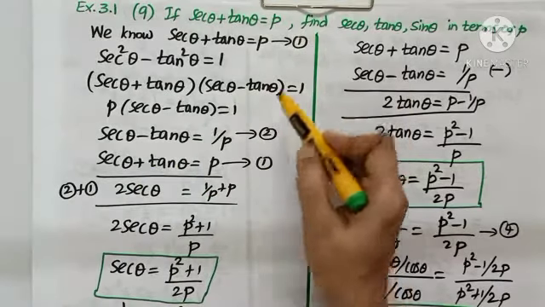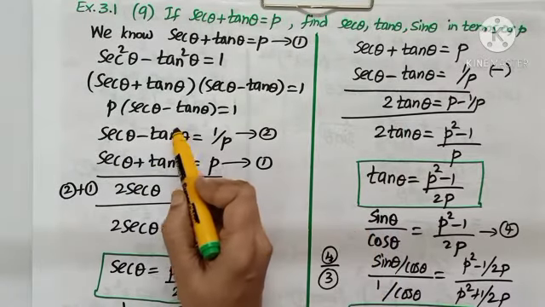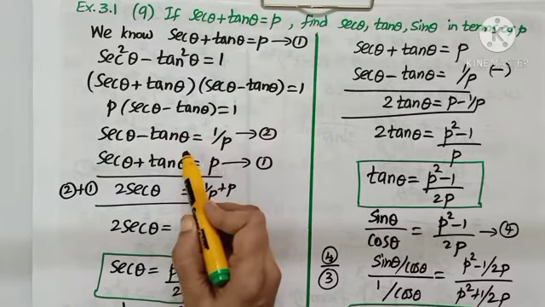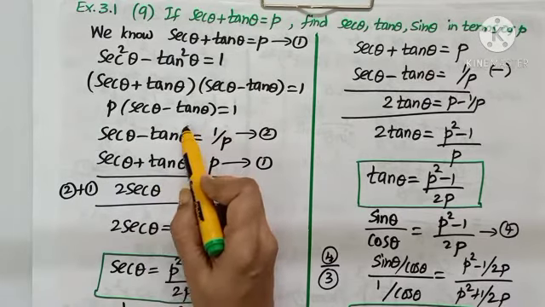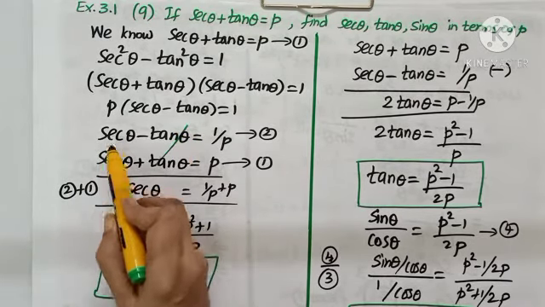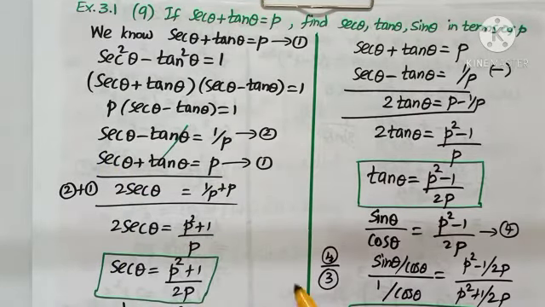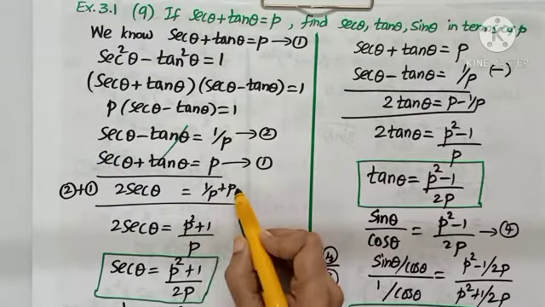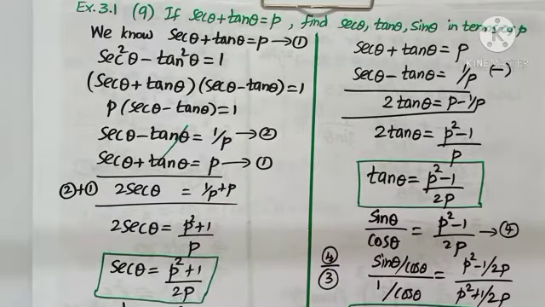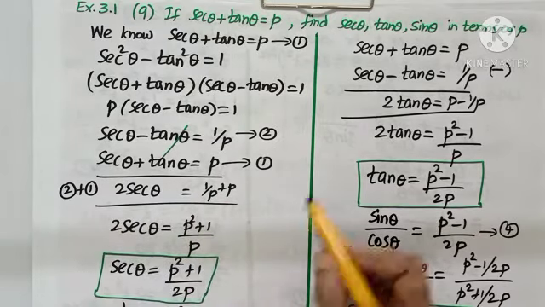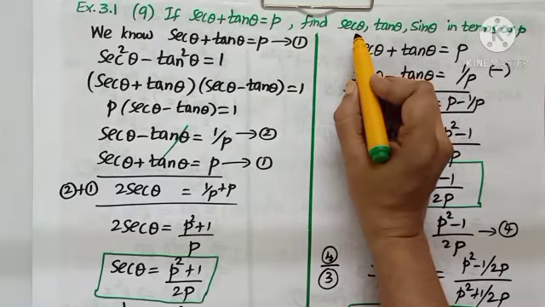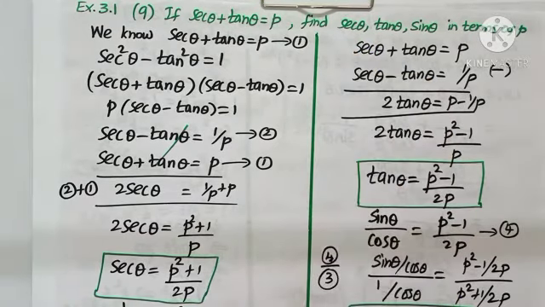Let us add both so that plus tan minus tan will get cancelled. We are left with secant plus secant, 2 secant, equals 1 by p plus p. Taking LCM, p square plus 1 by p. Bring 2 down. So the very first part is over. We found out what is secant theta.